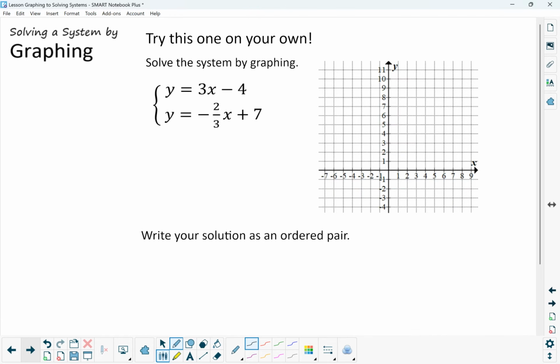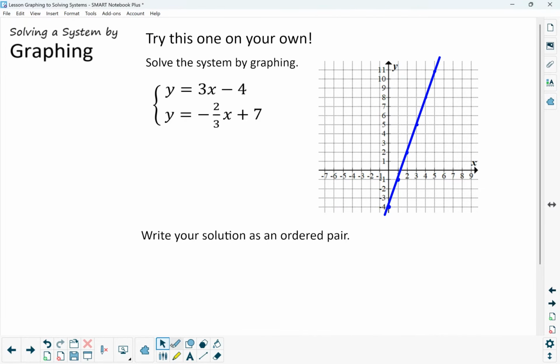Okay, if you want to try this one on your own, you can pause the video and give it a shot. I'll put the solution up. So we've got y is equal to 3x minus 4. So y-intercept -4, slope is 3. So we're going up 3 over 1. And that looks like this.